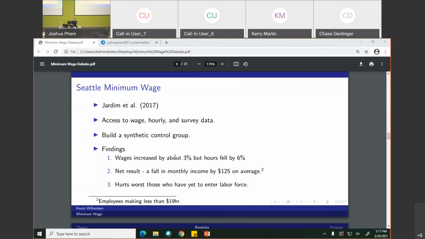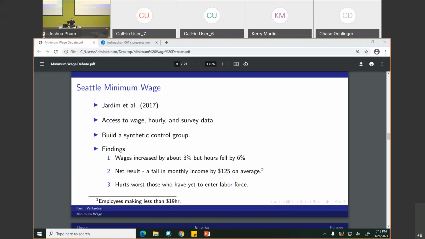The reason I focus on this particular paper is that it had access to better data, right? Typically what you don't have is individual data, how many hours they work, where they work, and all of that. This particular case did. And they had three findings that I think are relatively important. The first is that wages increased by about 3%, which is what we would expect if you're going to increase the minimum wage. But hours fell by 6%. There's that quantity effect that we were talking about again. The net result is a fall in monthly income by about $125 on average, right? And this is for everybody making less than $19 an hour.